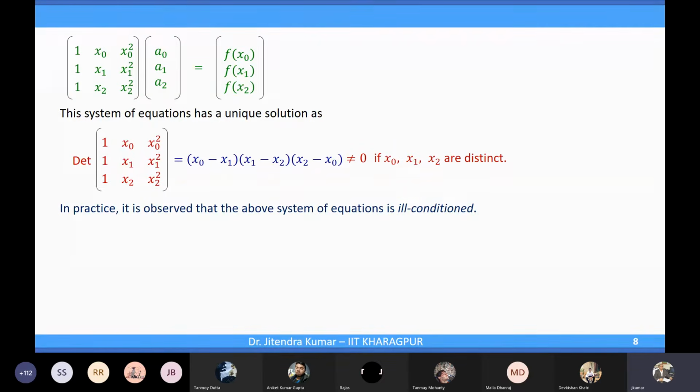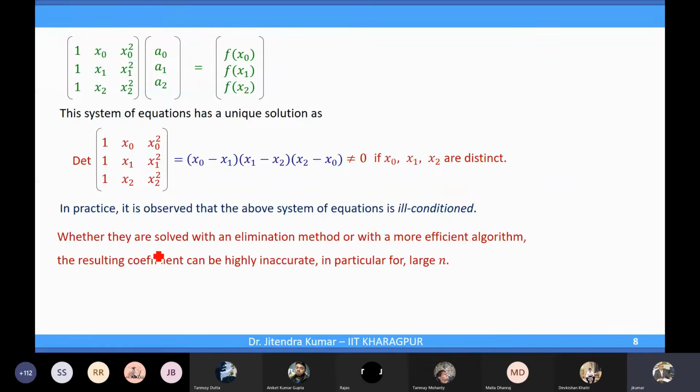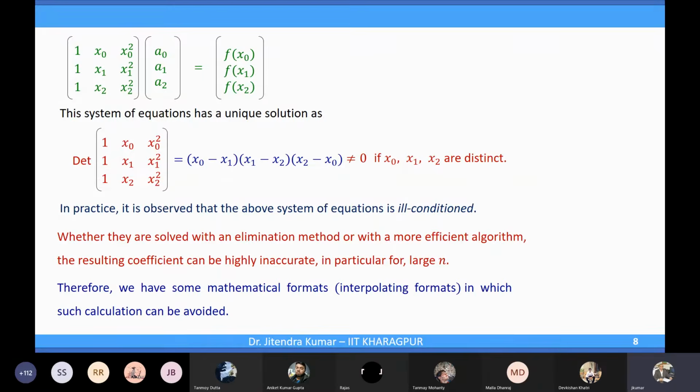The point here is that we are not going into detail about how ill-conditioned and checking the condition number and so on. We will not go in this way, though it's fine. The idea is clear: you just solve the system of equations and you are done. But once you have a large system, you need numerical approximation, and getting that is very difficult for these systems. Whether they are solved with an elimination method or a more efficient algorithm, the resulting coefficients can be highly inaccurate, in particular for large n. This is what I also mentioned here.